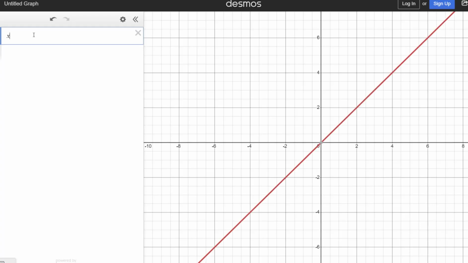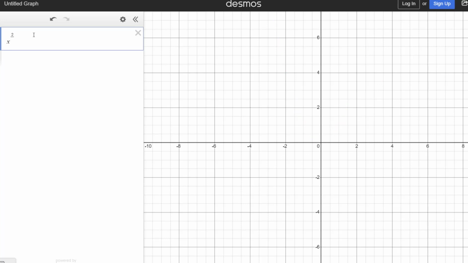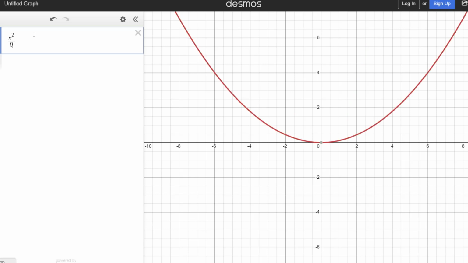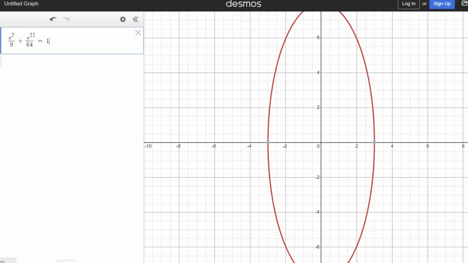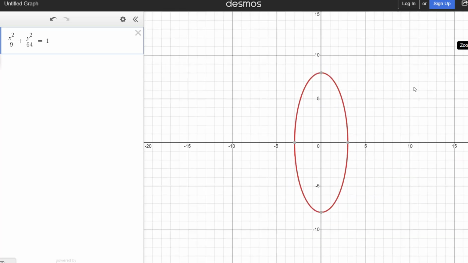Let's try to plot that curve and see how it looks. X square over, let's take some number, maybe 9, plus y square over 64 equals 1. You see this curve, right? So this is the famous curve, the ellipse. We will get to know about this in more detail, but this is how the locus of point P will look when we put different values of theta.